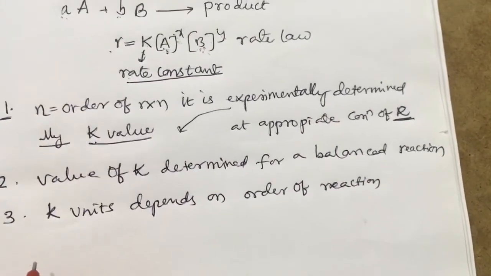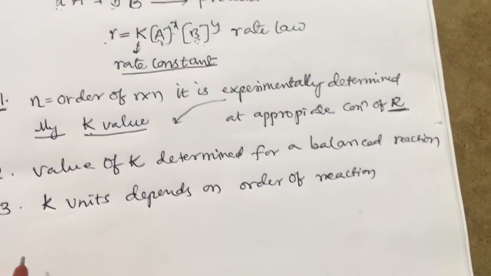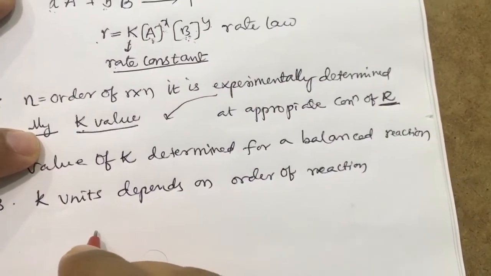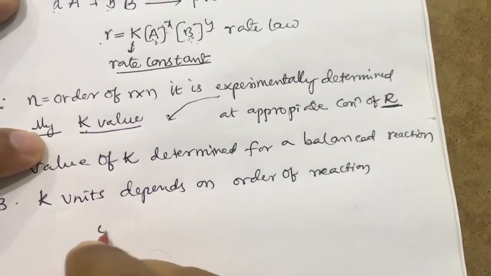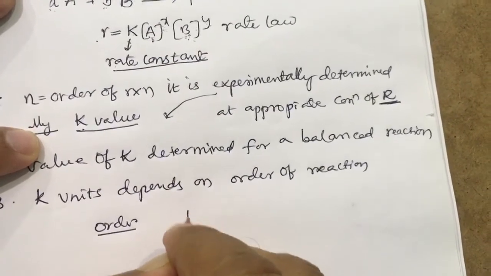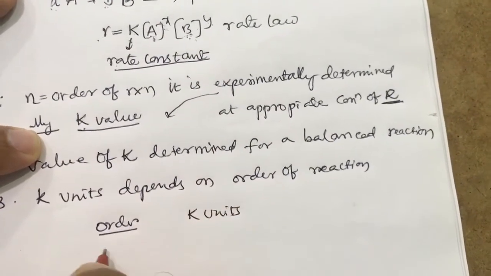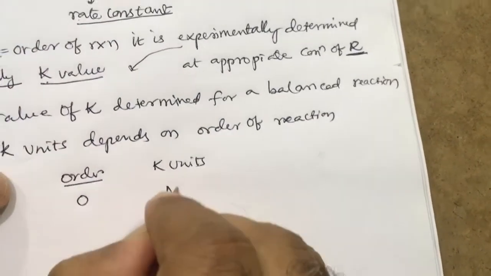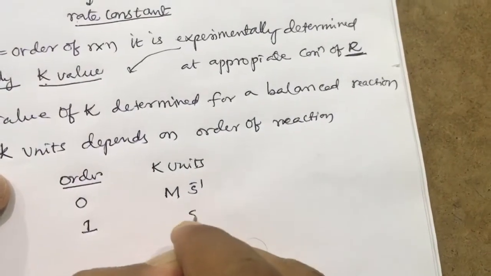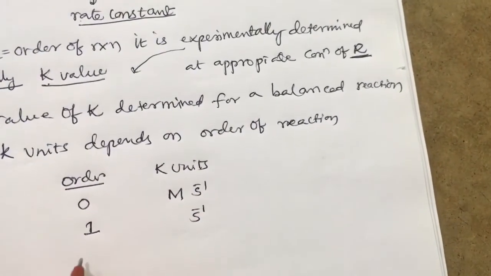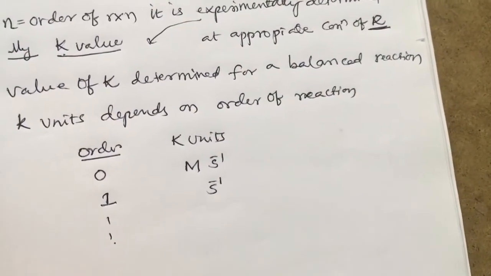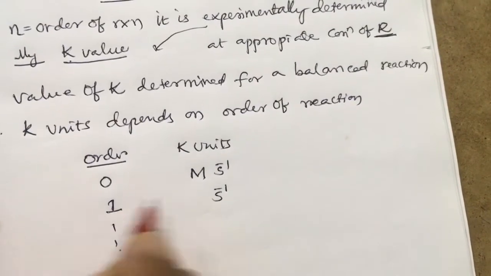For example, consider the order, and here the K units. Zero order reaction: molarity per second. First order reaction: per second. Like this, second order, third order, you already know the units. It is a time-taking process to go through all of them.